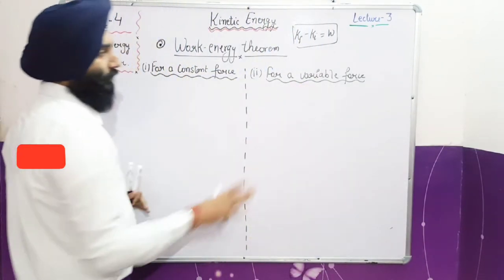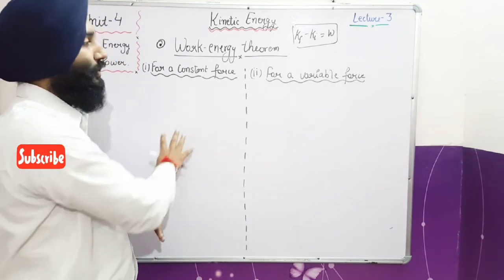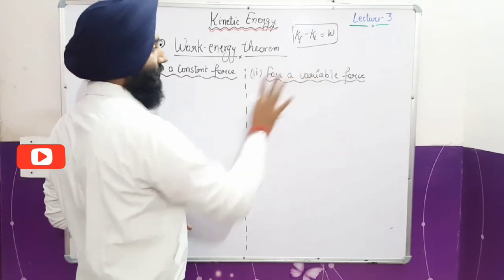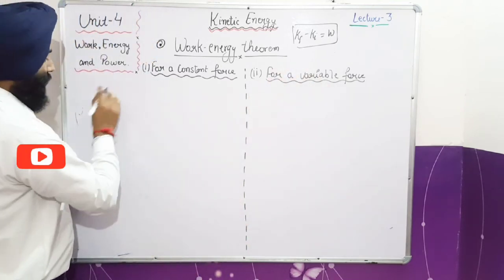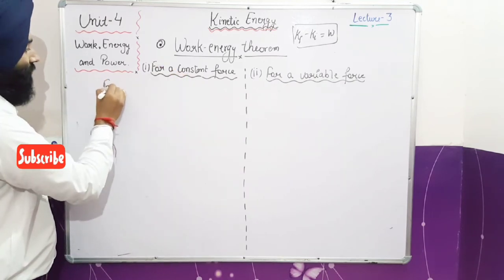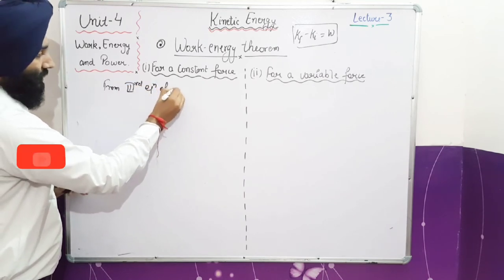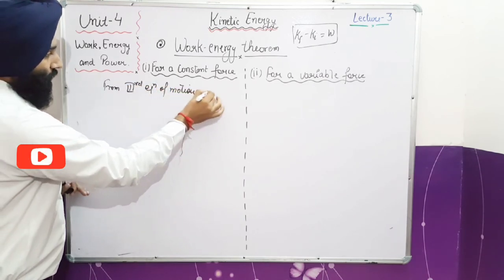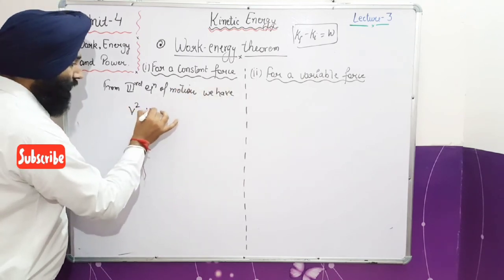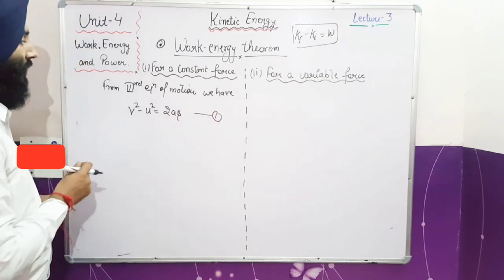We have to prove it, at first for a constant force, then for a variable force. For a constant force it's a simple analytical method: we use the equation of motion. For a variable force we have to use integration, because a variable term is there. So for a constant force, use the third equation of motion. From the third equation of motion we have v square minus u square is equal to 2as. This is equation number 1.